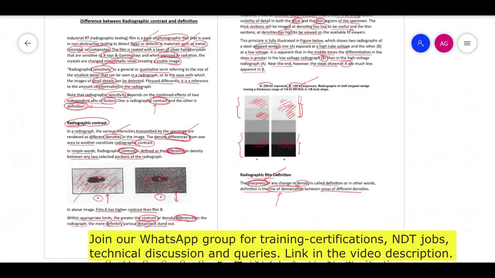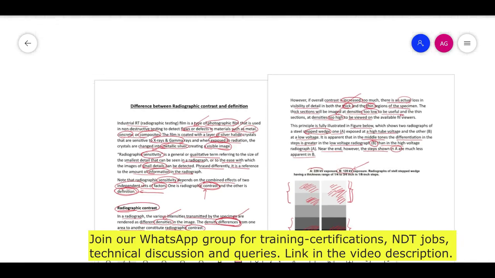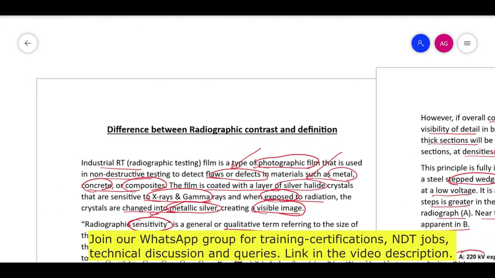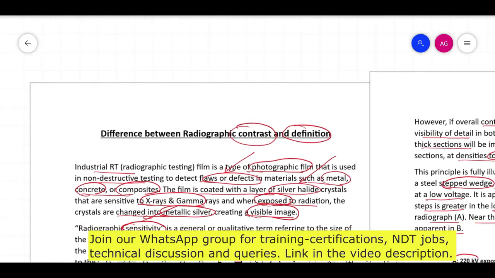So these two things, contrast and definition, work in this way. Whenever you give a level 2 or level 3 exam in RT, especially a level 3 exam, a lot of questions related to contrast and definition are asked. Right now I have told you which factors affect contrast and definition in this. I have not discussed that much and I will make a video of it. So many questions related to it are asked in the level 3 exam.